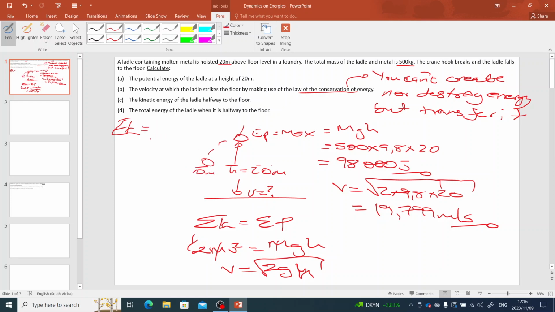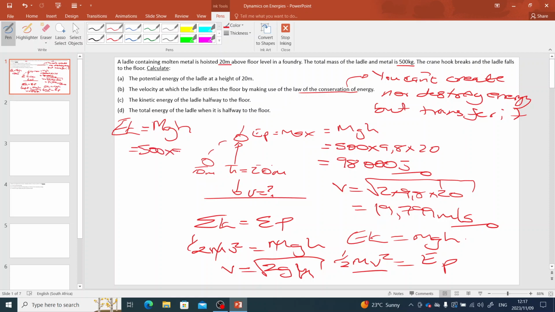Now, in calculating that, the fact that we said we can't create nor destroy, but we can only transfer the energy, it then means we can calculate EK using everything that has to do with potential energy. You can calculate EP using everything that has to do with kinetic energy. Here, EK equals mass multiplied by gravity multiplied by height. Our mass is 500 multiplied by 9,8 multiplied by 10. Halfway, 10.